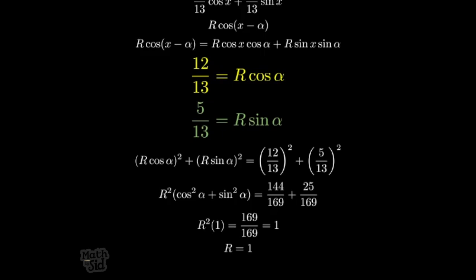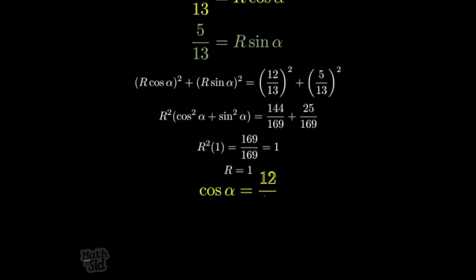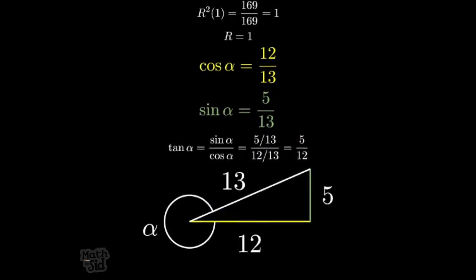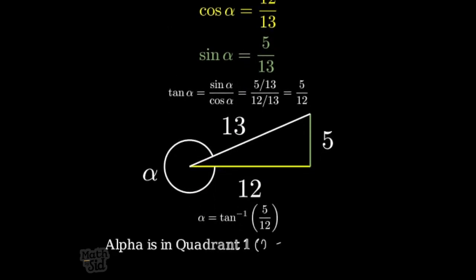Now that we know r equals 1, our equations simplify to cosine alpha equals 12 over 13, and sine alpha equals 5 over 13. We can find alpha using the tangent function. Tangent alpha equals sine alpha over cosine alpha, which is 5 over 13 divided by 12 over 13, simplifying to 5 over 12. We can visualize this with a right triangle where the side opposite alpha is 5, the adjacent side is 12, and the hypotenuse is 13. Thus, alpha is the angle whose tangent is 5 over 12, or alpha equals inverse tangent of 5 over 12. Since sine and cosine are both positive, alpha is in the first quadrant.